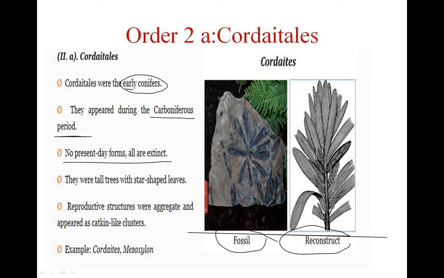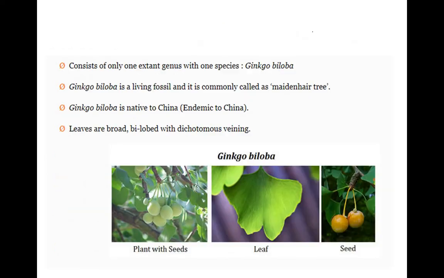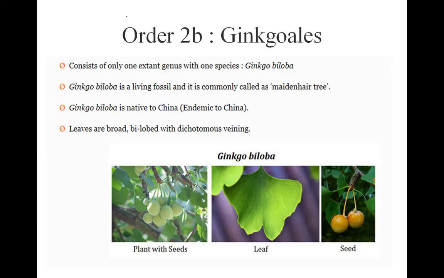They are tall trees with star-shaped leaves. Here you can observe this star-shaped nature of the leaves, and reproductive structures are aggregate and appear like catkin-like clusters. Cordaites and Mesoxylon are some examples from the order Cordaitales. Then the next order from the second class is Ginkgoales. It contains only one genus, and that is Ginkgo biloba.